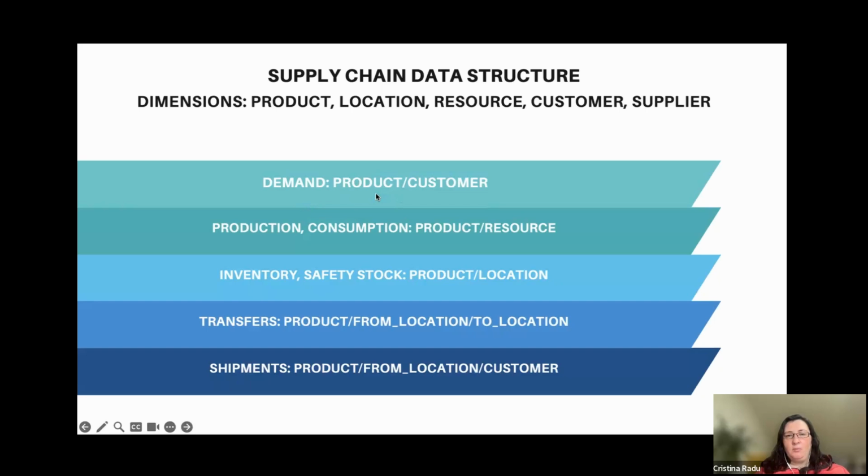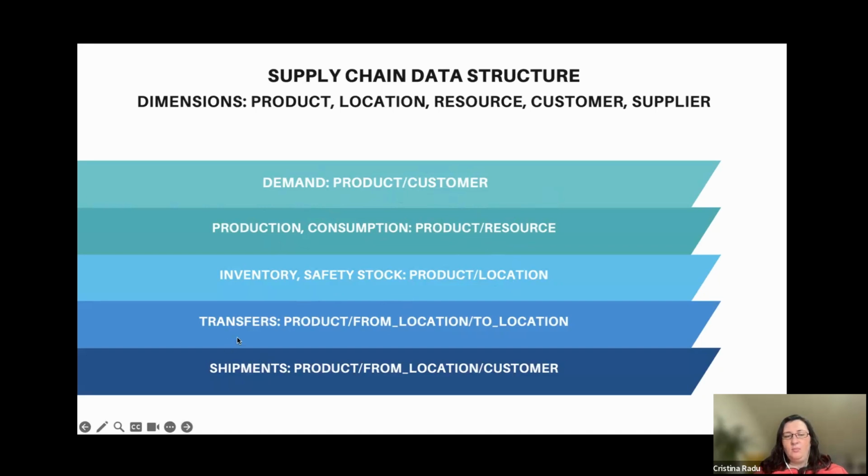It's described by product and customer in one scenario, which is network optimization. In the other scenario, which is production optimization, the demand will be on the product location. I'm just giving a few examples. When it comes to production and also the consumption of the raw materials, they are always going to have those two dimensions, product and resource. Inventories are always on a product location.